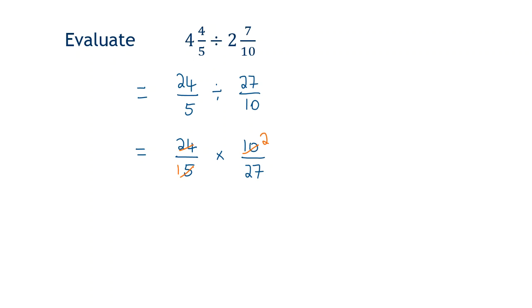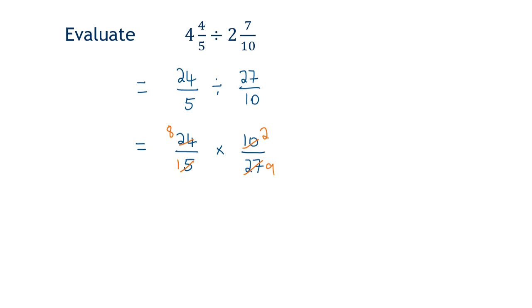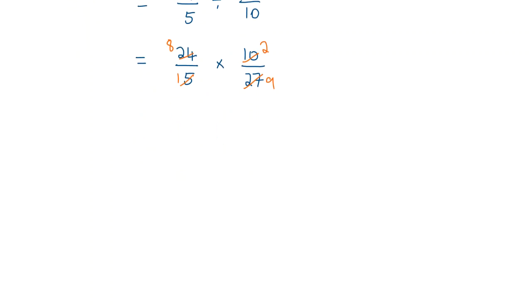And the 24 and the 27, they also divide by 3, so that leaves us with 8 on the top and a 9 on the bottom. So what we've really got now is 8 over 1 multiplied by 2 over 9, and we can do that multiplication to get ourselves toward the answer. 8 over 1 multiplied by 2 over 9 gives us 16 over 9.